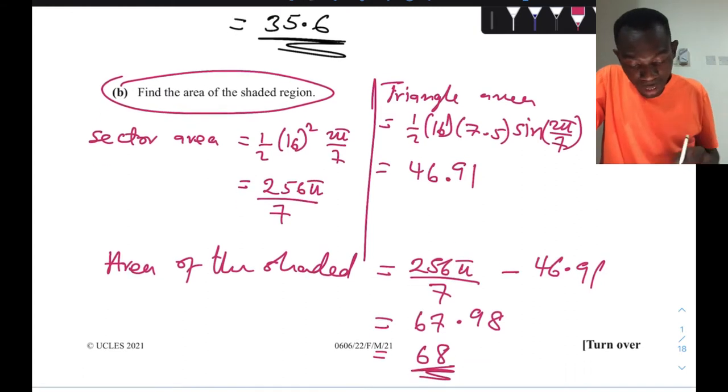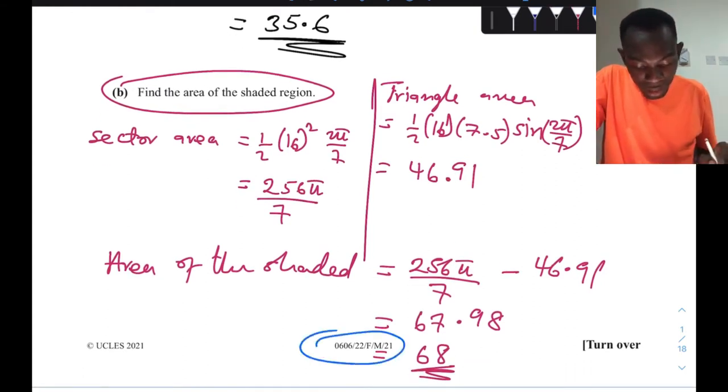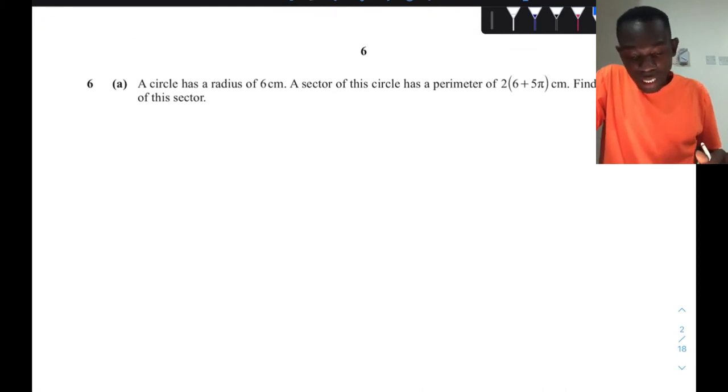Let's move on. If you look at it carefully here, you see the date. This is February, March 22. The question is from the year 21, this current year.